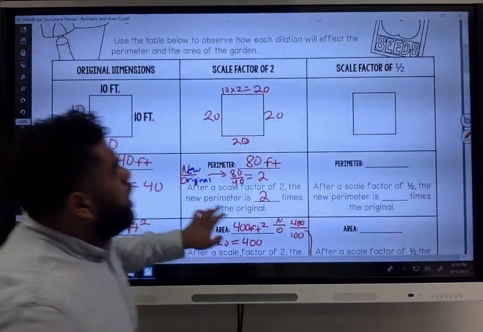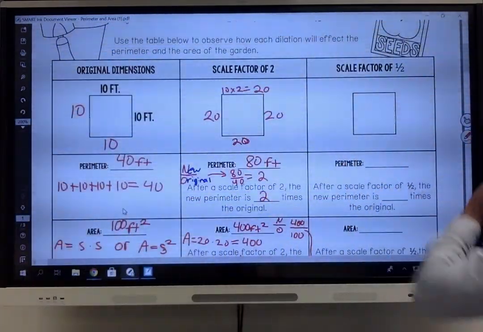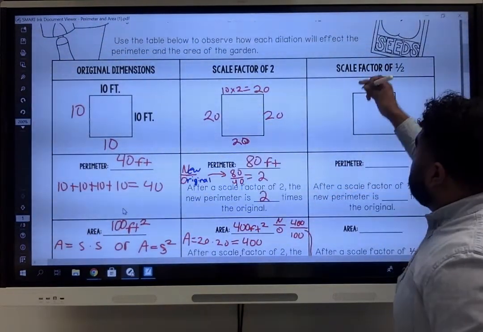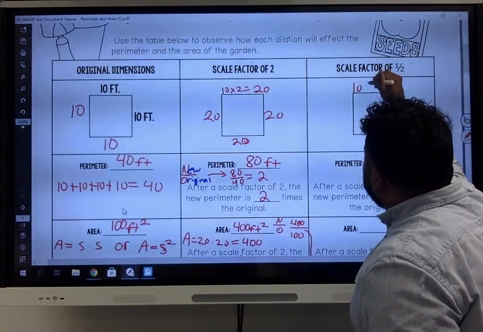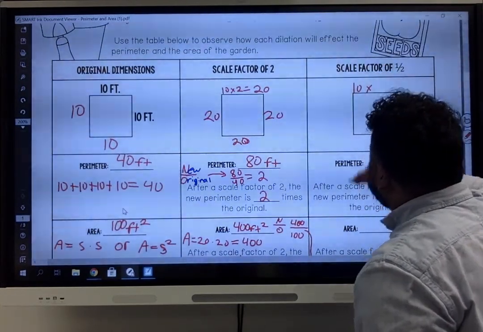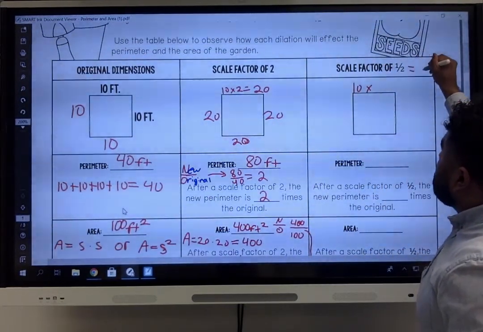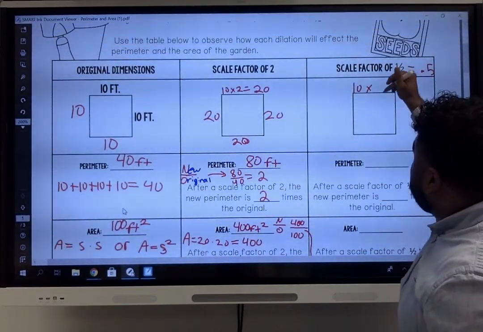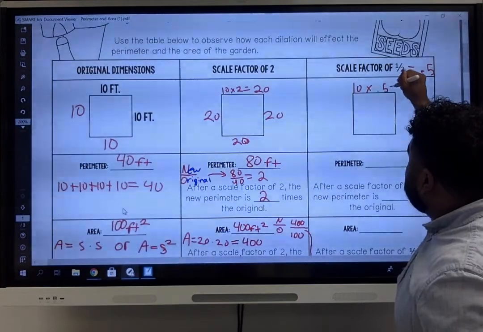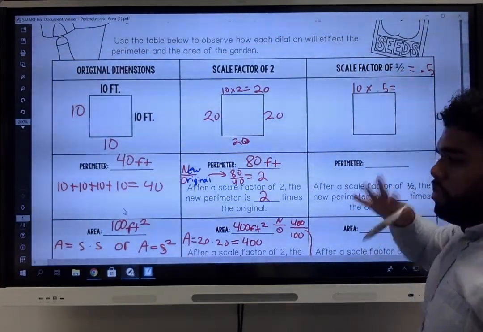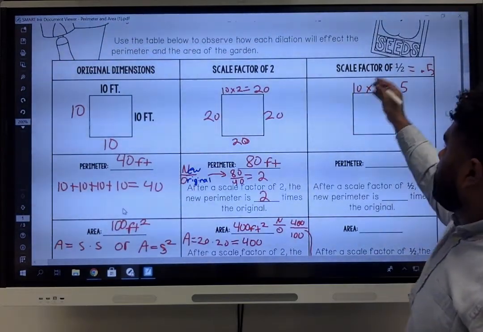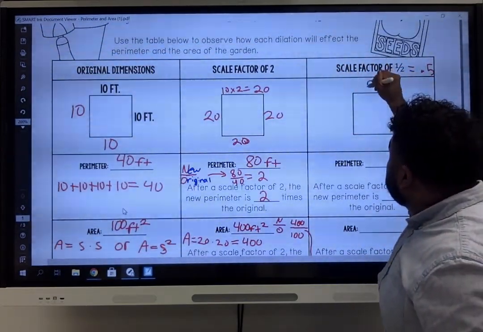So now let's apply a scale factor of 1/2. Okay, so I'm going to take my original values over here, 10 feet, 10 feet, and multiply by my scale factor of 1/2, or you can say 0.5. Either will work. Let's multiply by 0.5. 10 times 0.5 will equal 5. So now the side length right here is going to equal 5.